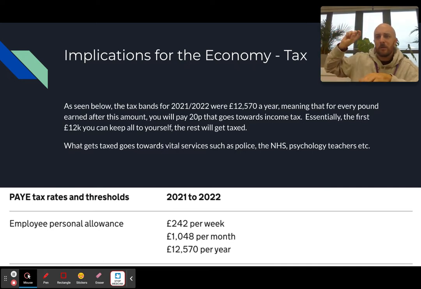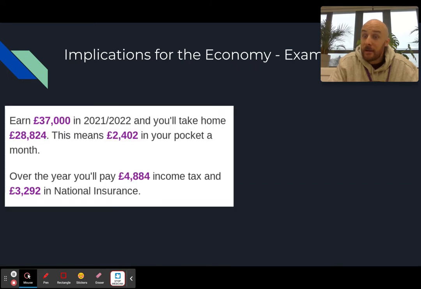Right? I think at the moment, if you go above 150 grand, for every penny you earn over 150 grand, you pay like 50p per pound. So the rich pay more tax, but then is that fair? Well, that is fair because they earn more money to bear that tax. So yeah, I'm not going to go into it. The first 12 grand you keep all to yourself, and the rest will get taxed, and it goes towards the police, NHS. That's where my wages come from, basically, is your parents' tax. So thank them for me.